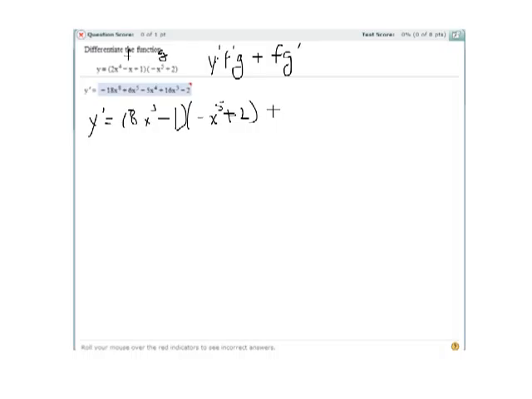Plus, now they switch roles. f just gets recopied, 2x to the fourth minus x plus 1, and we take the derivative of g, the second one. So it's negative x to the fifth. The derivative of x to the fifth is 5x to the fourth, so it'll be negative 5x to the fourth, and the derivative of 2, a constant, is 0. I get that.